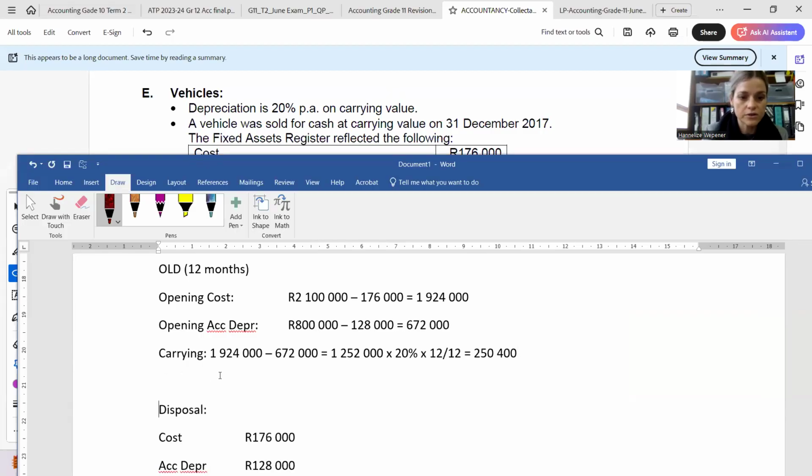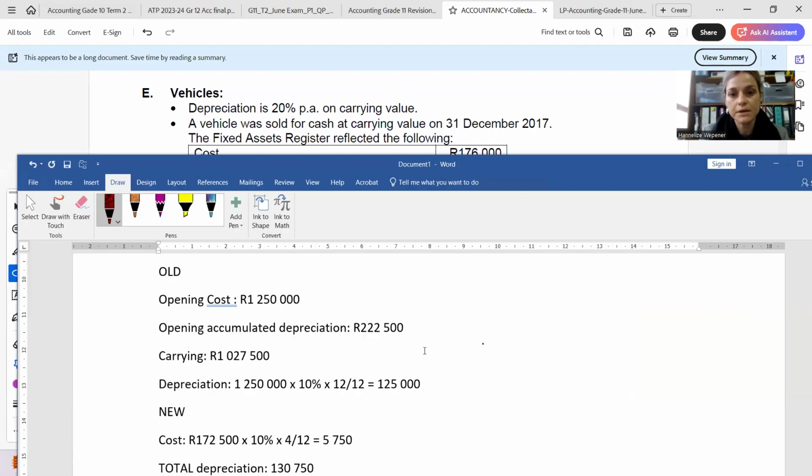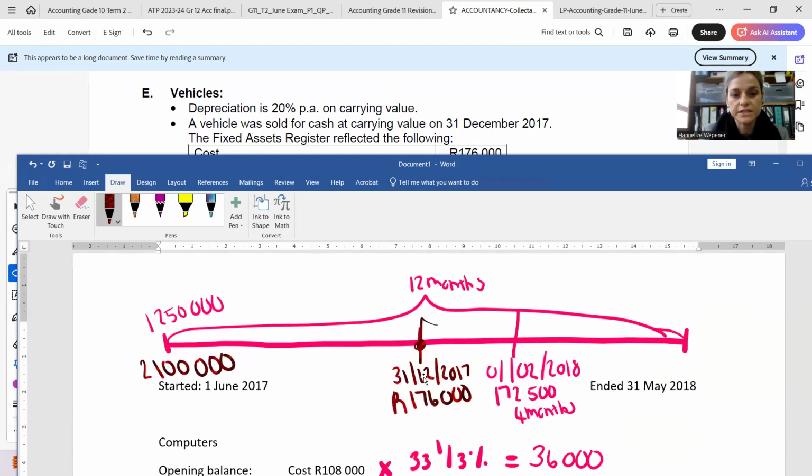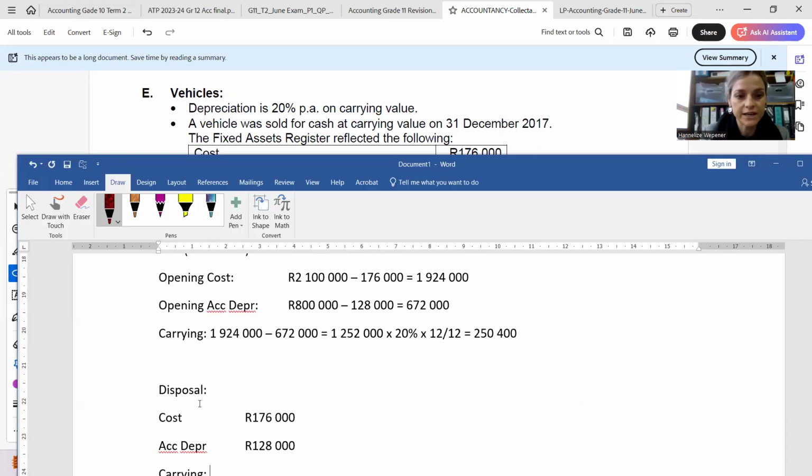Then this disposal over here, we first need to now also calculate the carrying value so that we can calculate our depreciation. And we sold this vehicle on the 31st of December. So 31st of December, we started on the 1st of June. So we had it for June, July, August, September, October, November, December. So we owned this vehicle for 7 months in the current financial year before we disposed of it.